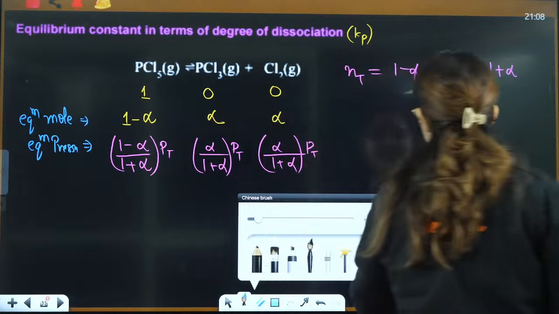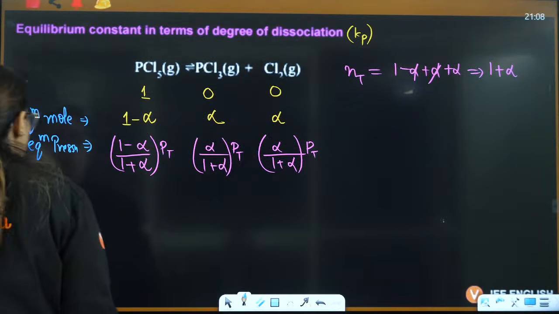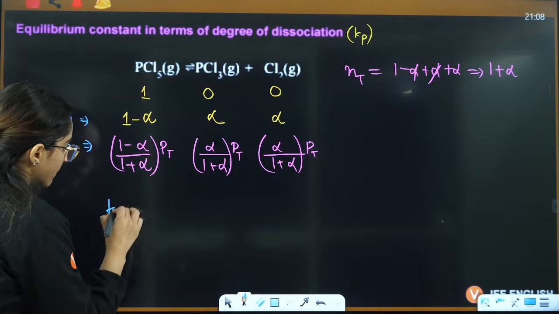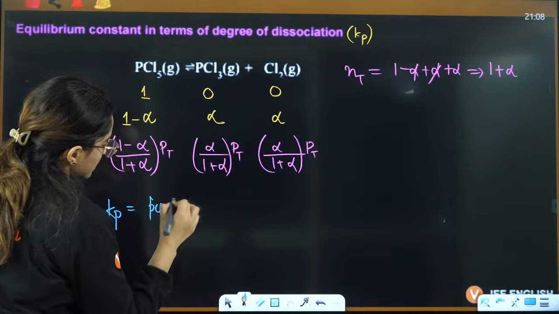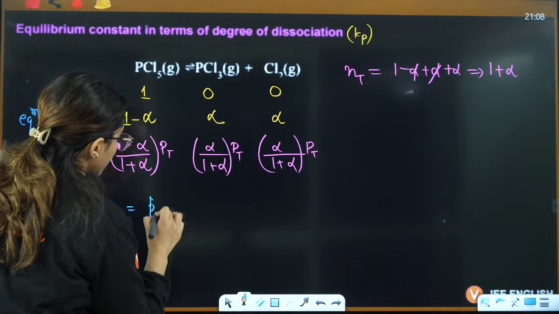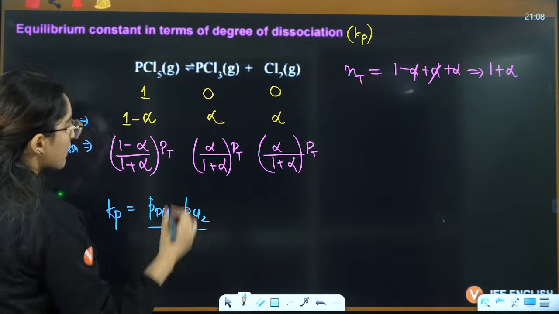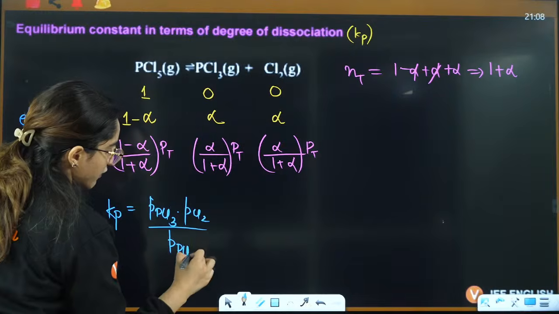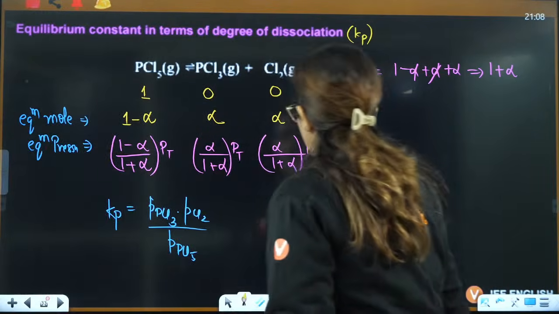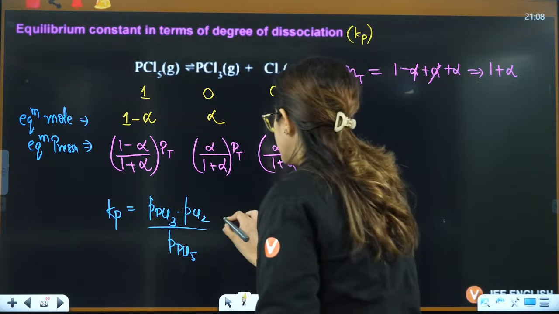Now everything is clear. You have converted moles to Kp, right? So Kp is equal to pressure of PCl3 multiplied by pressure of Cl2 divided by the reactant, that is pressure of PCl5. Now put all the pressures here, solve it, and you will get your answer, right?